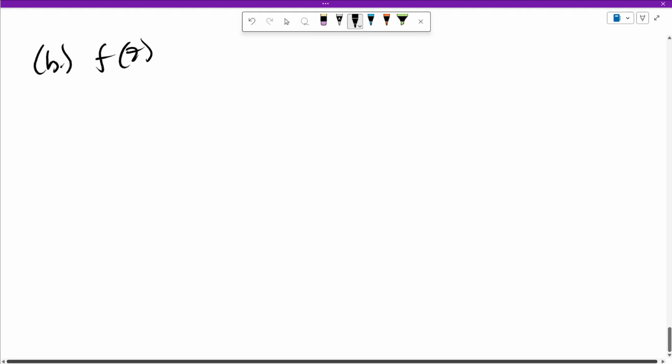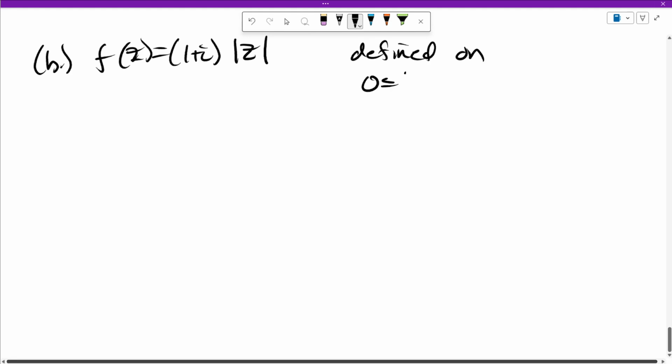So part B asks us to consider the function 1 plus i times modulus z, and we want it to be defined on the unit square. So the unit square is the square of side length 1 in the first quadrant that sits as close to the origin as possible. So our real part is going to be between 0 and 1, and our imaginary part is going to be between 0 and 1.